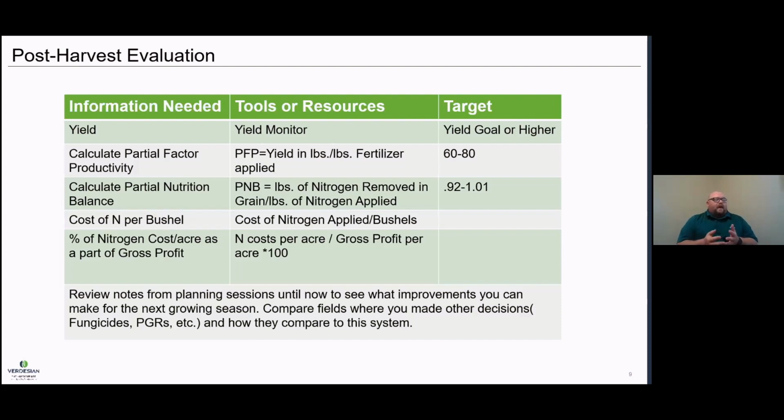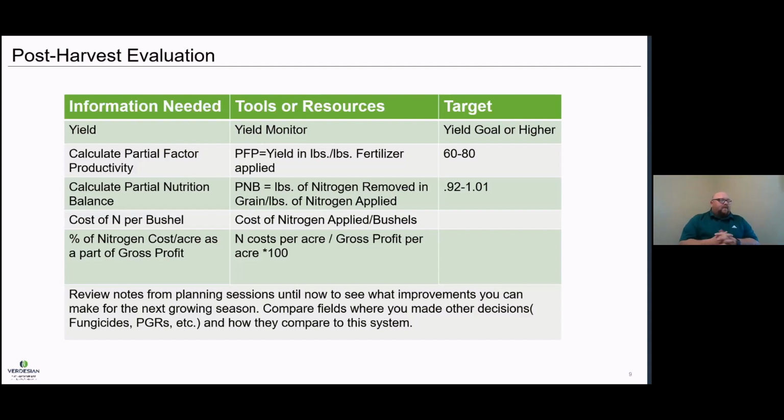So we want to calculate partial factor productivity. And really that's your yield in pounds per acre divided by your pounds of fertilizer per acre. Ideally, we want that number to be somewhere between 60 and 80. The higher the number, the better we've done. But if we get over 80, then we're getting to a point where we're leaving some yield on the table.